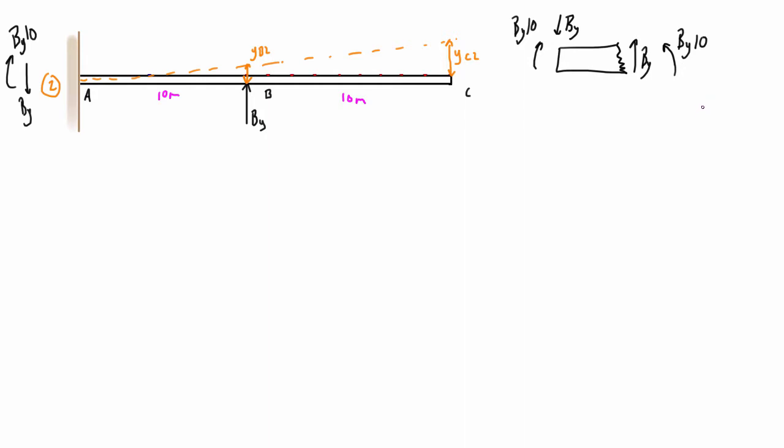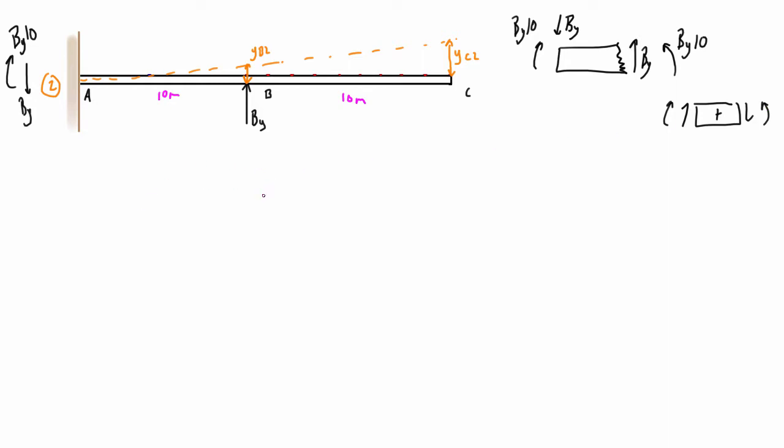Now if we compare this to our sign convention for positive bending, we have shears that look like that and bending moments that look like this. So it looks like we're going to have negative shear because it's opposite that direction, and then we have positive bending moment, because it matches the positive sign convention.